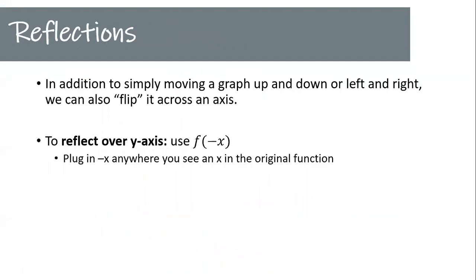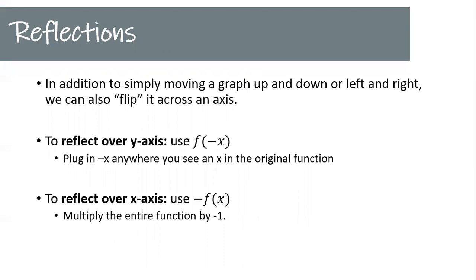Now, in addition to just moving things up and down and side to side, we can also flip it. Okay, we can maintain the identical shape, but we're going to flip it over one of our axes. If we want to reflect it over that vertical y-axis, we're going to find f of negative x. So anywhere in that original function that you see x, you're going to plug in a negative x, and that'll give you your new function to graph flipped across the y-axis. If we want to reflect it over the horizontal x-axis, we're going to use negative f of x. So we're going to take that entire original function and multiply the entire function by negative 1.